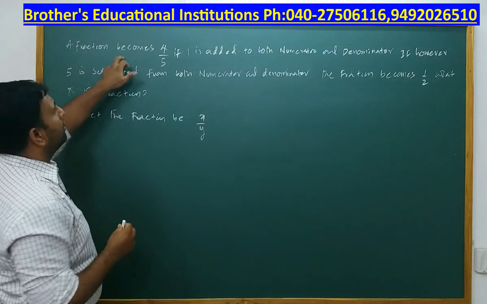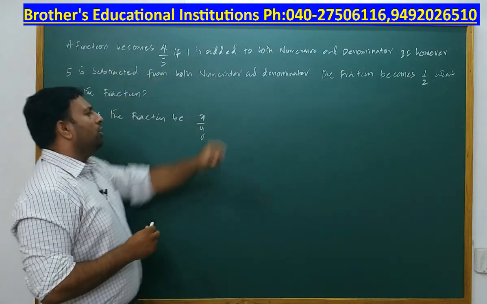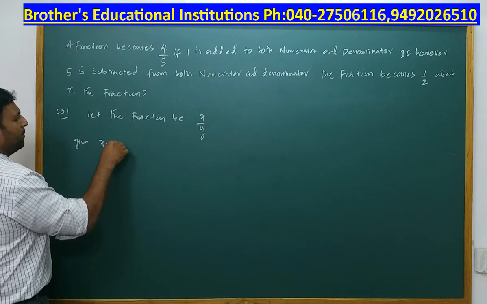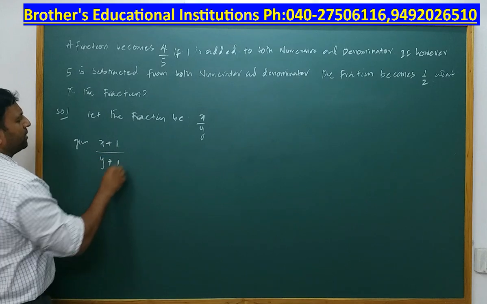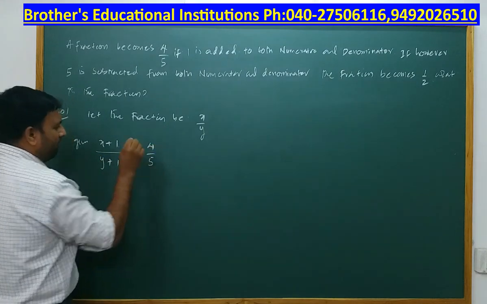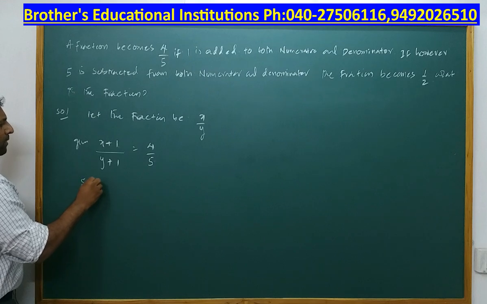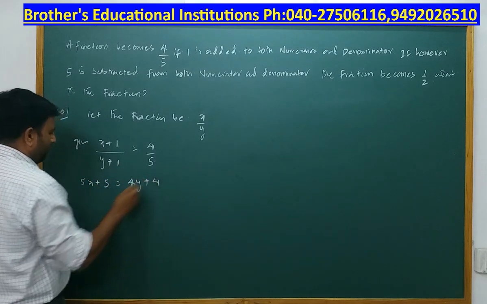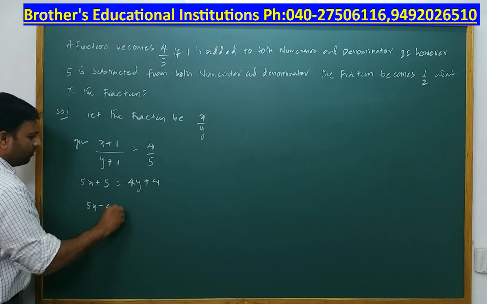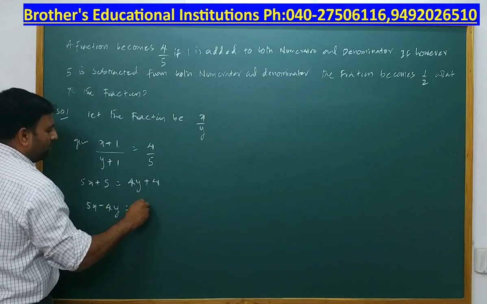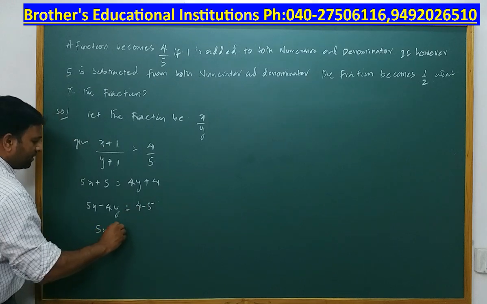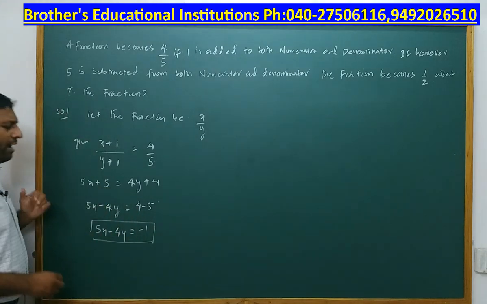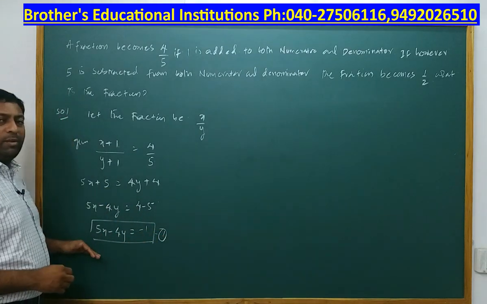Now I will read. A fraction becomes 4 by 5 if 1 is added to both numerator and denominator. Now given (x plus 1) by (y plus 1), the fraction is how much? 4 by 5. Now I will cross multiply. 5x plus 5 is equal to 4y plus 4. 5x minus 4y is equal to 4 minus 5. So you have 5x minus 4y is equal to minus 1. So I have got one equation in terms of variables x and y.